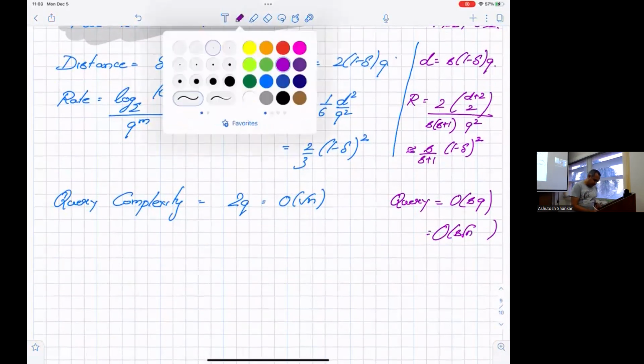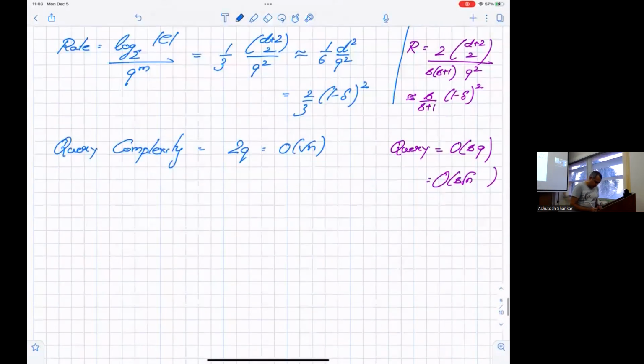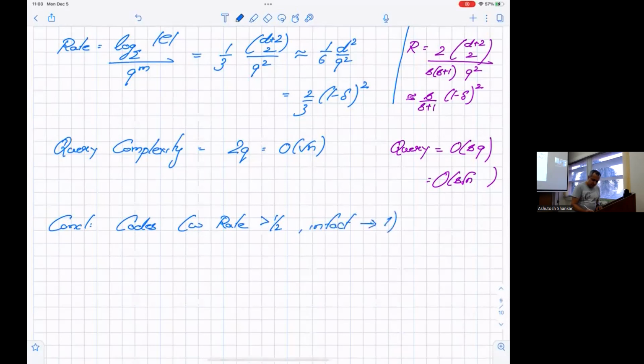So the conclusion at the end is we get codes with rate greater than half. In fact, rate tending to one, which are decodable, LCC, with a sublinear number of queries.